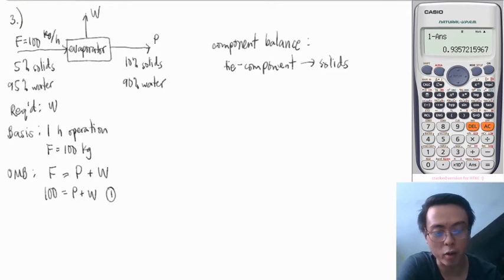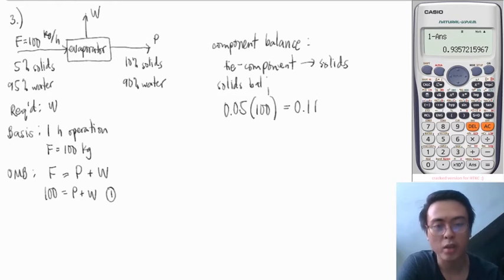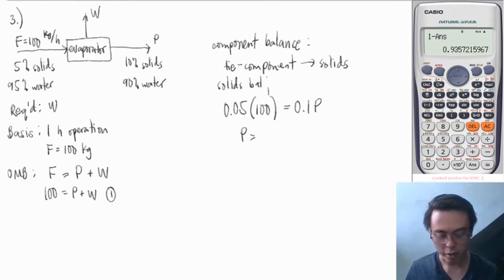So let's perform the tie component balance, the solids balance. This is 5% of F, 0.05 times 100, equal to 0.1 times P. There are no solids in W, so we leave that. Based from this equation, we can already solve for the value of P. Solving, 5% of 100 is 5, divided by 0.1. So P is 50 kilograms per hour.